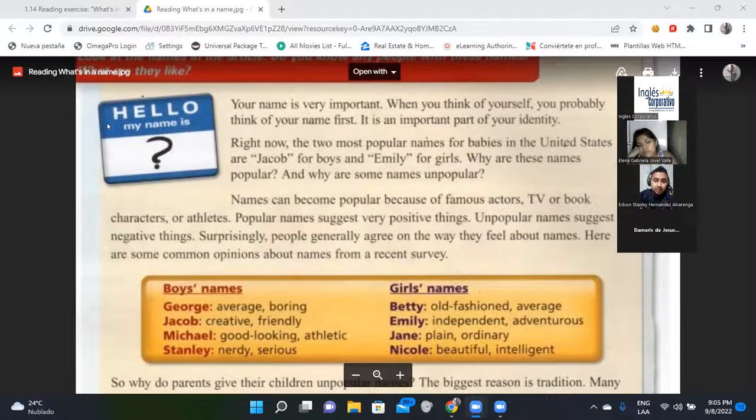Names can become popular because of famous actors, TV or book characters or athletes. Popular names suggest very positive things. Unpopular names suggest negative things. Surprisingly, people generally agree on the way they feel about names. Here are some common opinions about names from a recent survey.